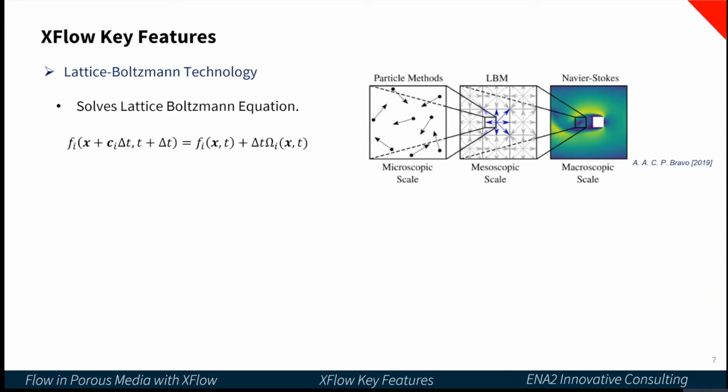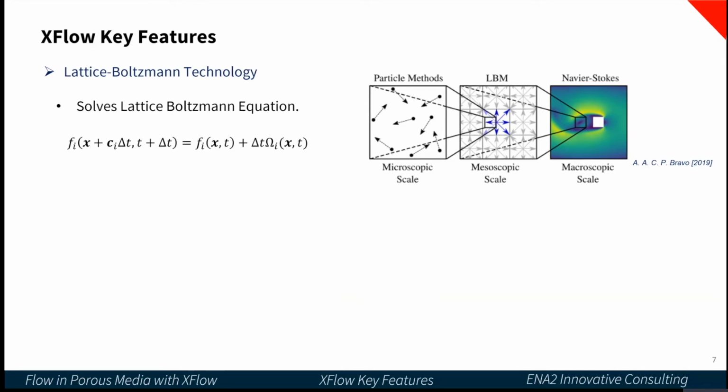The discrete form of the Lattice Boltzmann equation is shown there. However, before interpreting that equation, please look at the picture on the right-hand side. The Lattice Boltzmann equation will be solved in the mesoscopic scale. The mesoscopic scale is a scale between the macroscopic scale, in which the Navier-Stokes equation is solved, and the microscopic scale, in which we use molecular simulation.